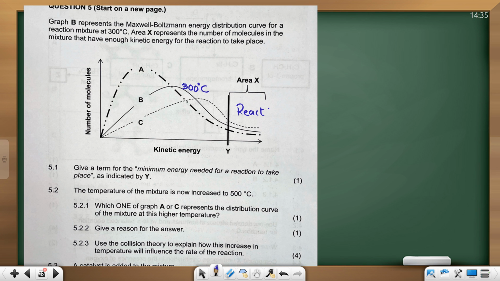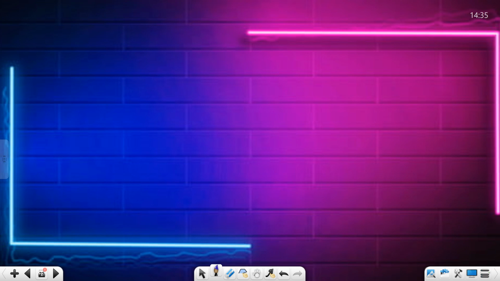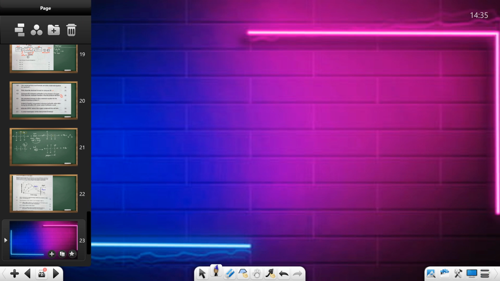Why are they the ones that will react? For a reaction to occur, two things must take place. Particles must collide in the correct orientation, and they must have enough kinetic what? And what do we mean by enough kinetic energy? Huh? You guys are whispering. Please talk to me. I want you to talk.